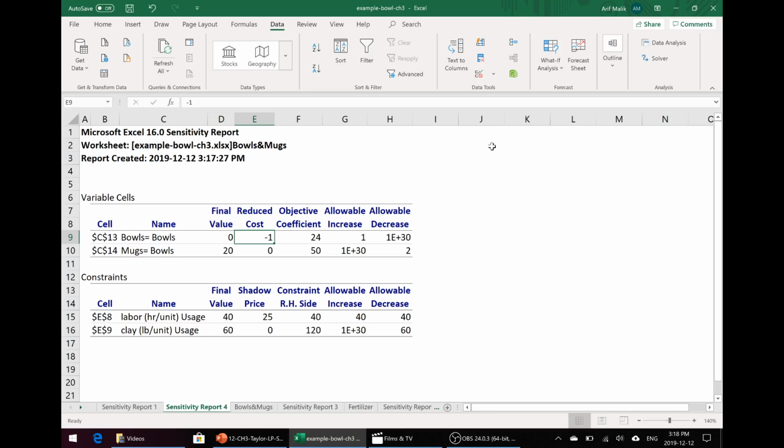Of course, bowls will come into the solution mix. All right, which is telling us that if the objective coefficient is increased by $1, then the variable bowls, the number of bowls, will be in the solution mix. At the moment it is not in the solution mix, it's 0. So that is the idea of reduced cost.